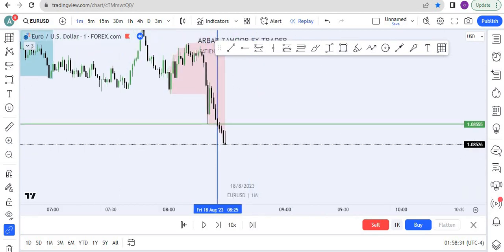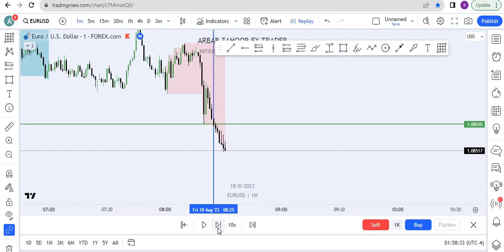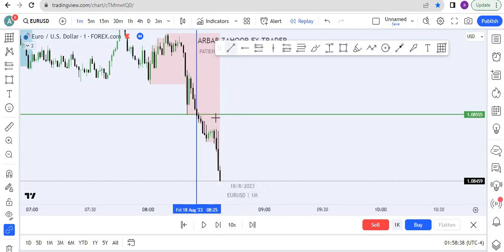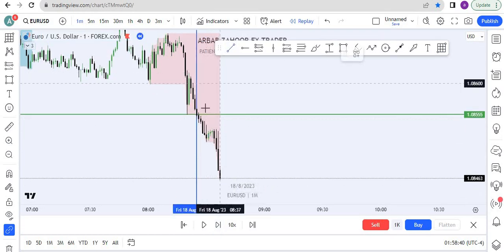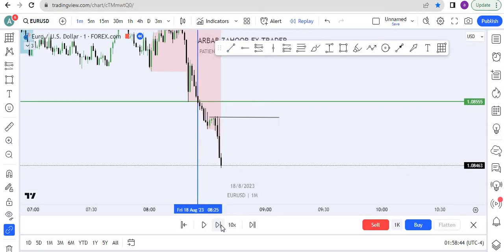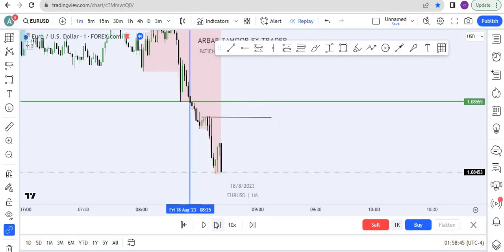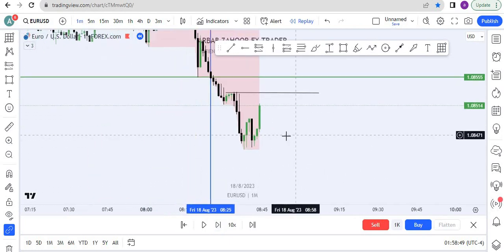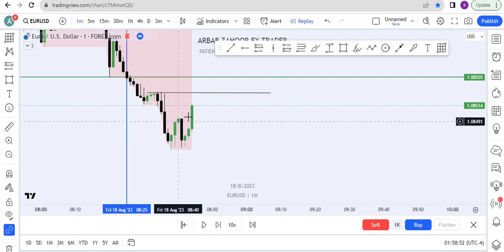Now we will wait for a market structure shift with displacement. Okay, so we have this market structure. We need the 1 minute to break.